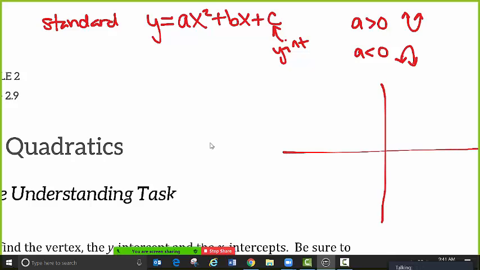So that if we had a graph, okay, maybe it looks like this. This is the y-intercept where it crosses the y-axis. Okay, so again, just a little review.